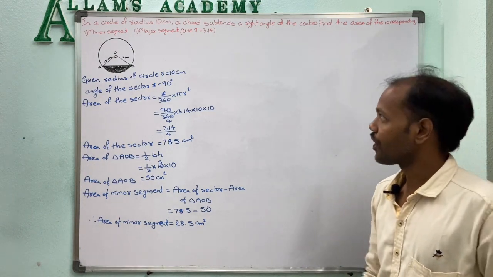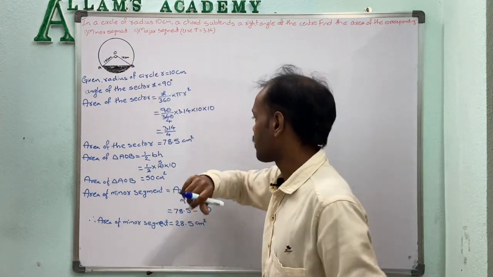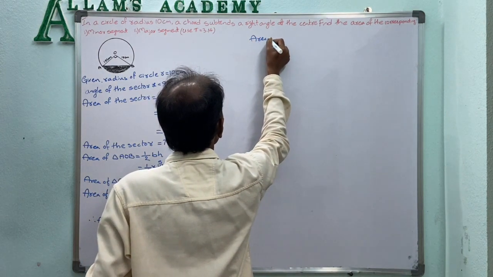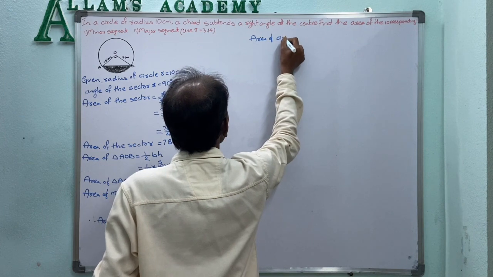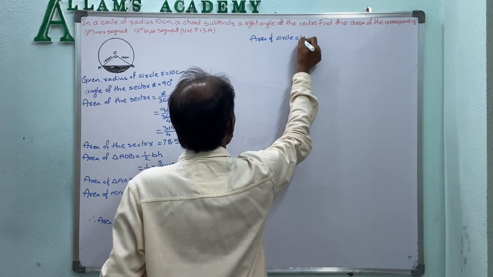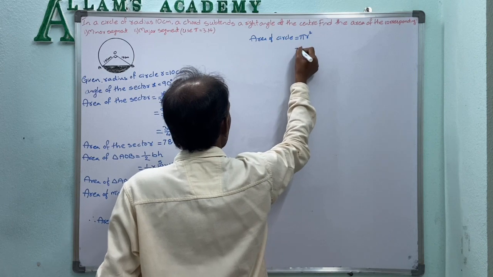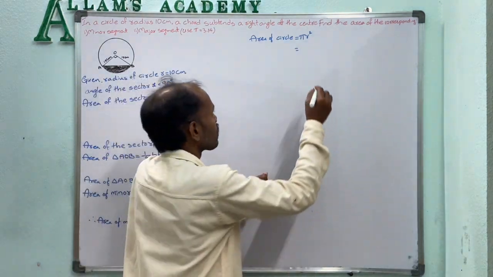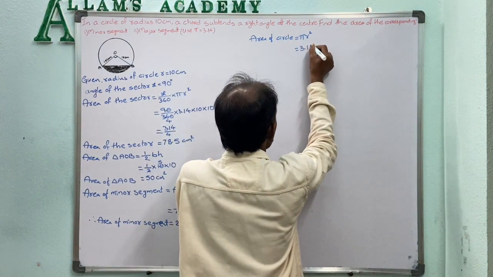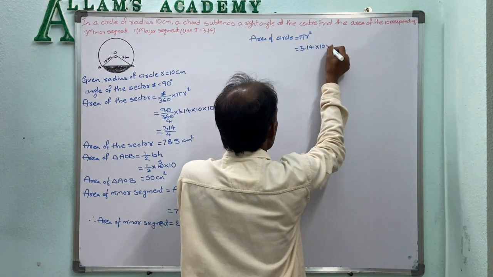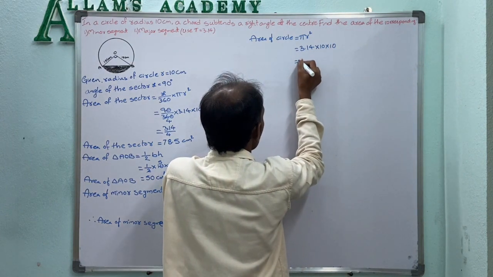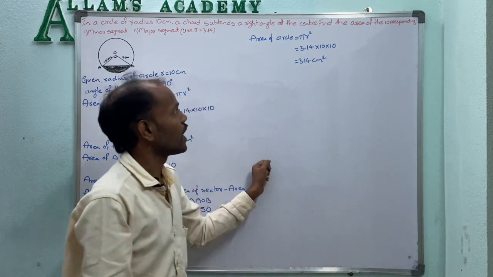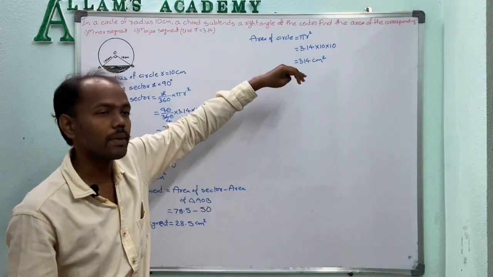Next we want to find the area of the major segment. So for finding the major segment we need the area of the circle. So area of circle equal to pi r square. Area of the circle equal to pi r square. So pi value is 3.14. So 3.14 into r, 10 into 10, that is nothing but 314 centimeter square. So area of circle is 314 centimeter square.